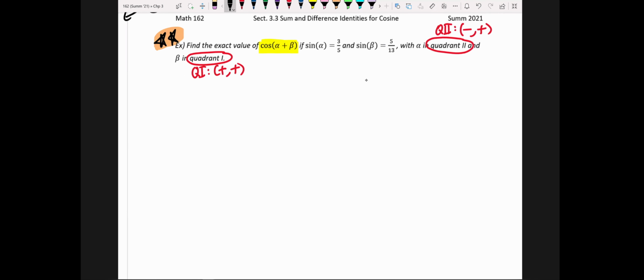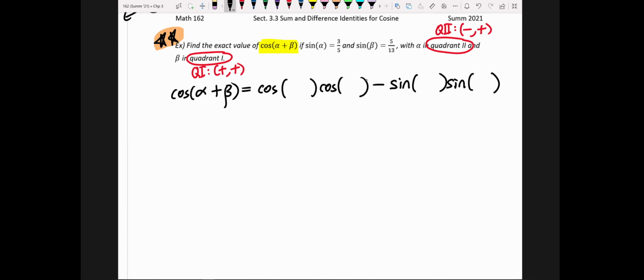Okay, so you want to find cosine of alpha plus beta. This is identity group 5. Let's expand. Cosine of alpha plus beta, we put in the jingle: cosine, cosine, change the sign, sine, sine. And then we fill in first angle, second, first angle, second.